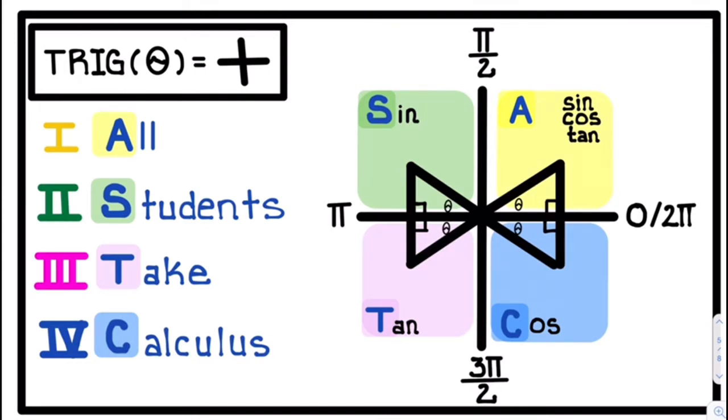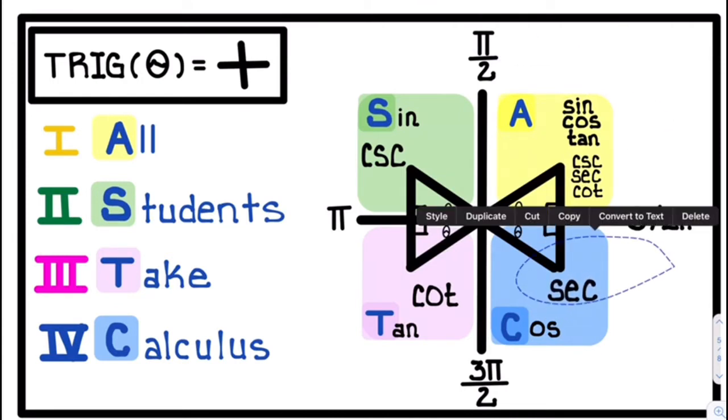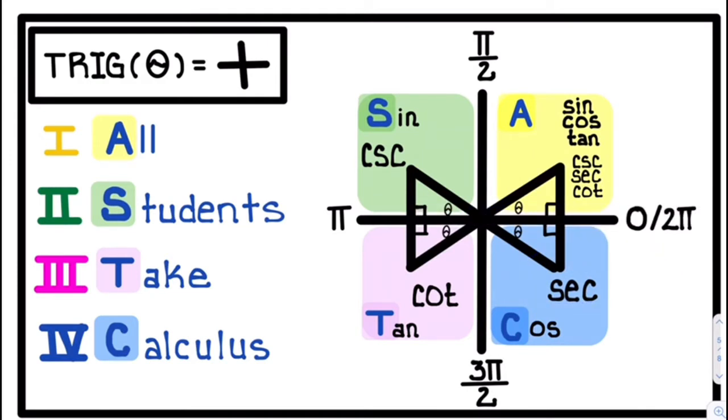So since we know in quadrant 1 that sine, cosine, and tangent are positive, we also know that their reciprocal functions, cosecant, secant, and cotangent, are positive in quadrant 1. In quadrant 2, the sine is positive, and the reciprocal function for sine is cosecant. So we know that cosecant is also positive in quadrant 2. Tangent is positive in quadrant 3, and its reciprocal function is cotangent. That means that cotangent is also positive in quadrant 3. In quadrant 4, cosine is positive, and its reciprocal function is secant. That means that in quadrant 4, secant is also positive.